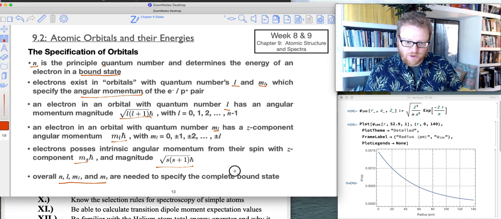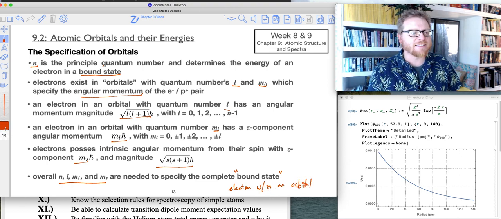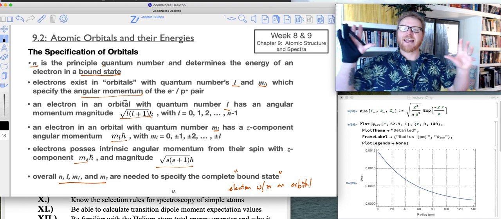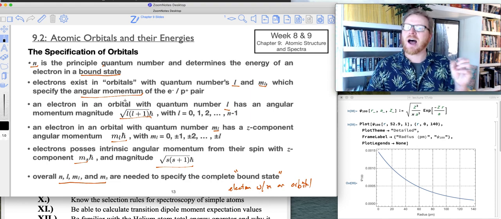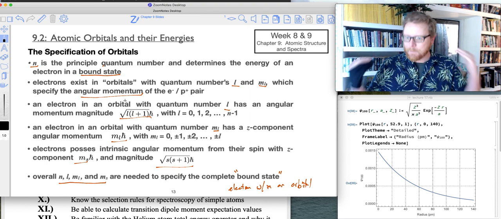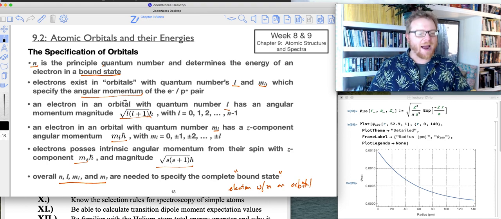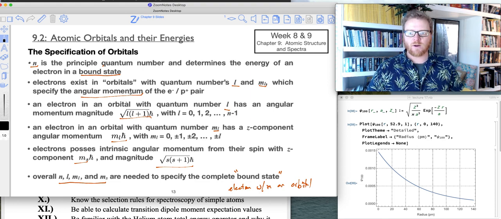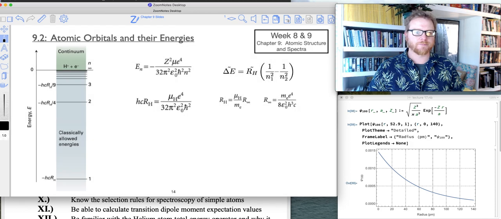And when we're using this term bound state, we're really referring to an electron within an orbital, our classic view of chemistry. Not even of physical chemistry, just chemistry in general. Our electron in an orbital is a bound state described by n, l, ml, and ms. Okay, very cool. So let's move on.